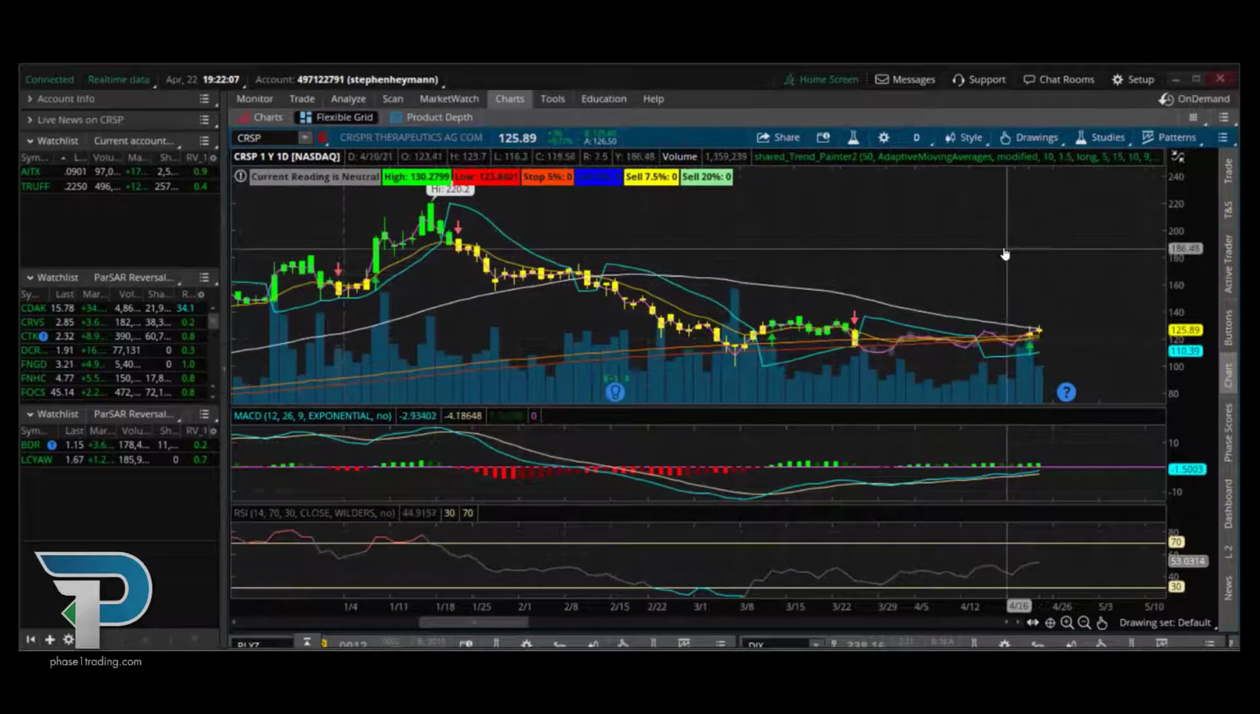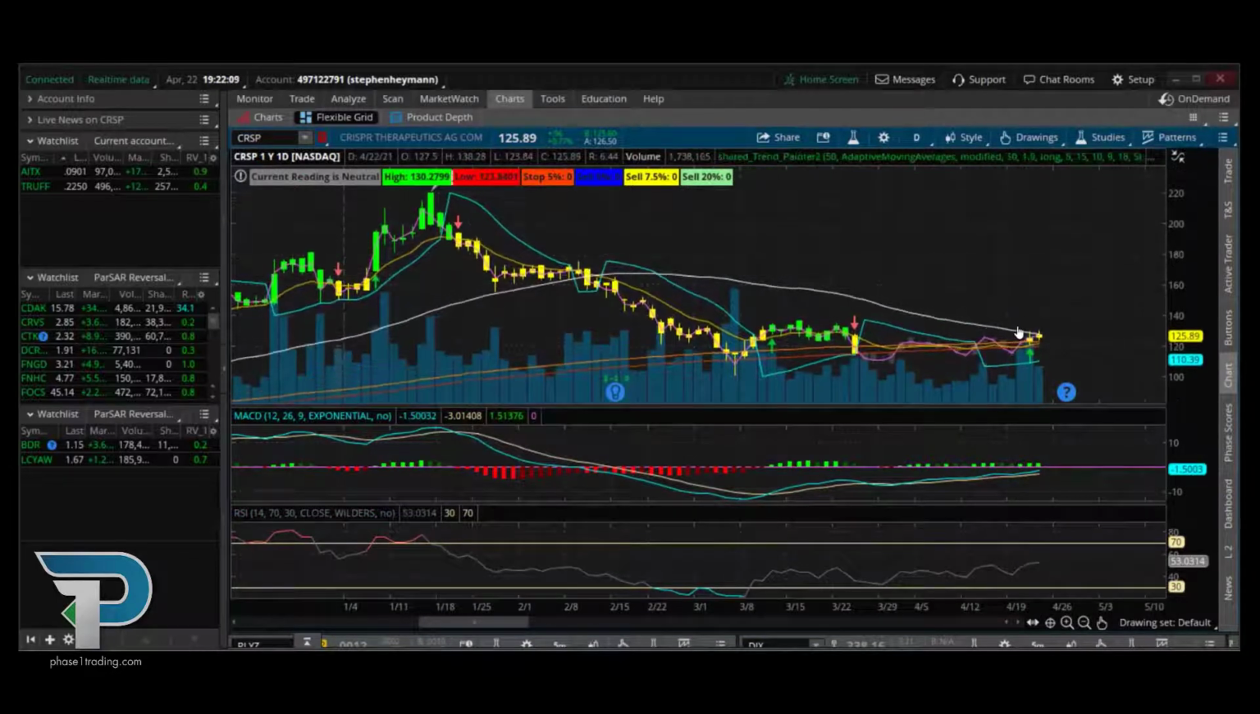Okay, so this is why I like CRISPR so much, is just this 200 support, and I'm seeing this curl. I wanted it to close over the 50, but it didn't. Looks very strong. But yeah, the plan is to take it to 200, but I'm going to shave on the way out when we hit key past resistance.